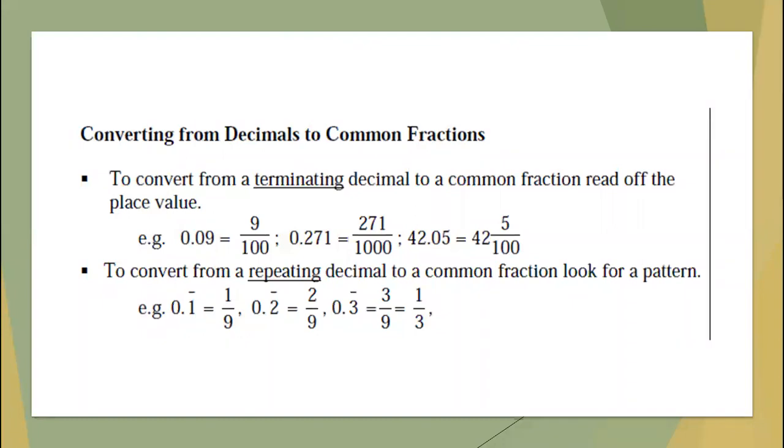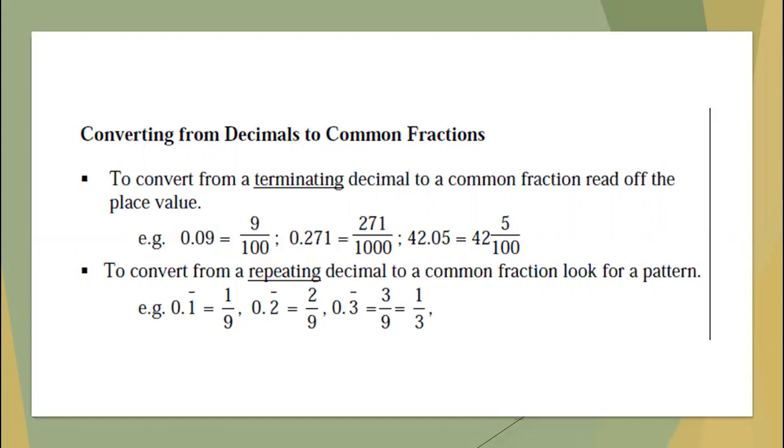To convert from a terminating decimal to a common fraction, read off the place value. 0.09 is 9 hundredths, so it's going to be 9 over 100. 0.271 is 271 thousandths, so it'll be 271 over 1,000. 42 and 5 hundredths is going to be 42 and 5 over 100.